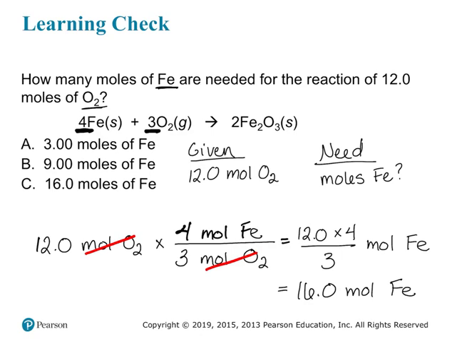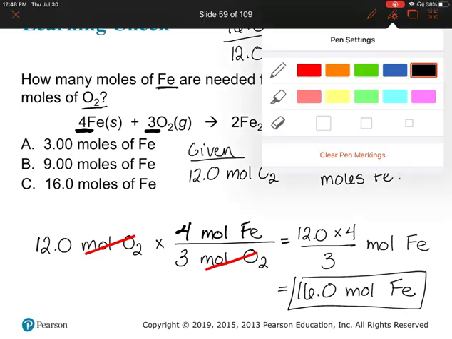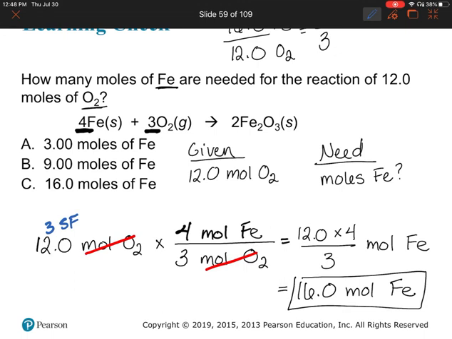But let's look at that ratio. So 16 over 12 for iron and oxygen. If we simplify that, we get 4 over 3, which is the same ratio in our balanced chemical reaction. So that makes sense, right? Or hopefully. All right. And again, in the answer, I have 3 sig figs because we started the problem with 3 sig figs. And again, this ratio between iron and oxygen is an exact ratio. So we'll just have 3 sig figs in the answer as well.